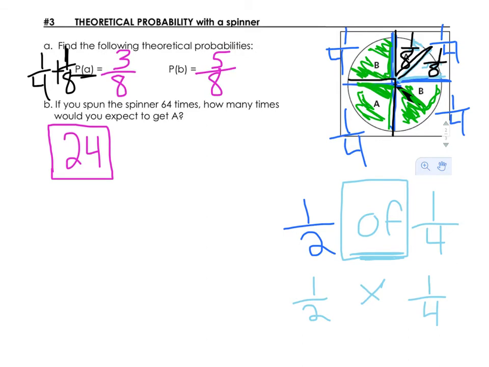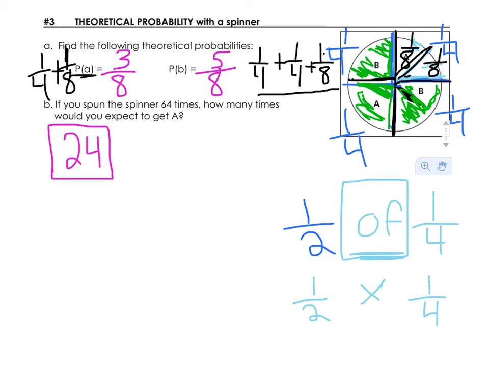Now I'm going to try and find the probability of letter B. Again, I'm going to go back to my spinner. I have a 1/4 section here, I have a 1/4 section here, and then I have an 1/8. So I have 1/4 plus 1/4 plus 1/8. What do I get when I add 1/4 plus 1/4 plus 1/8? Well, I get 5/8. The probability of spinning letter B is 5/8.